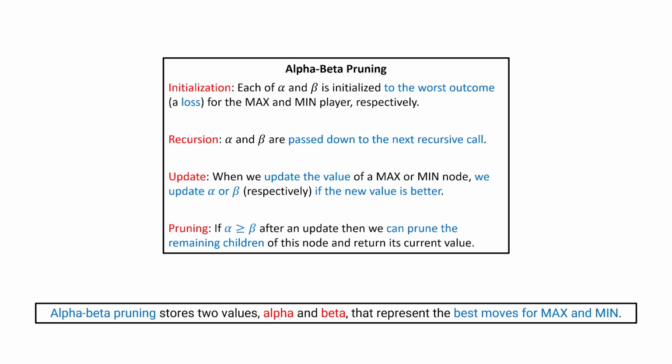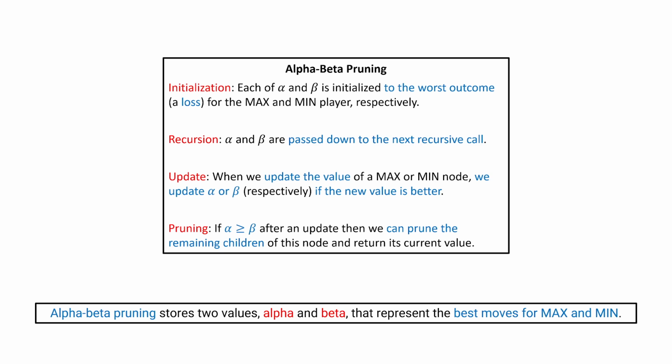So we initialize to the worst possible outcome, and then we apply the normal minimax algorithm, meaning we're going to start at the root, or the current state, whether that's the initial state or the current state, and then we're going to recursively traverse the game tree in a depth first search manner. And as we do, we're going to pass the alpha and beta values down to our children as we go.